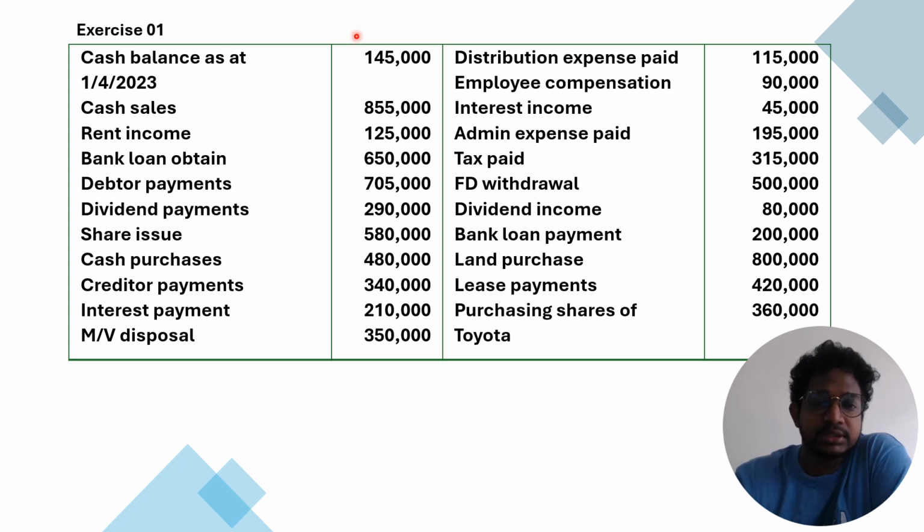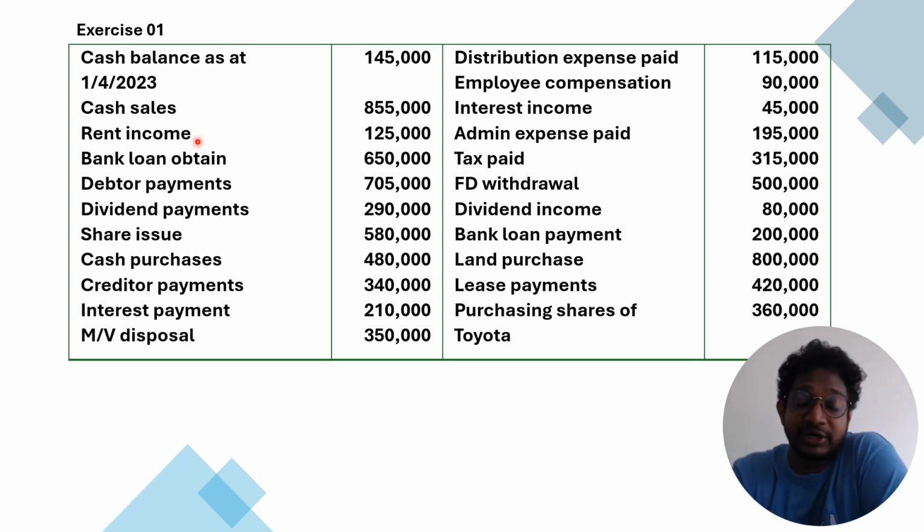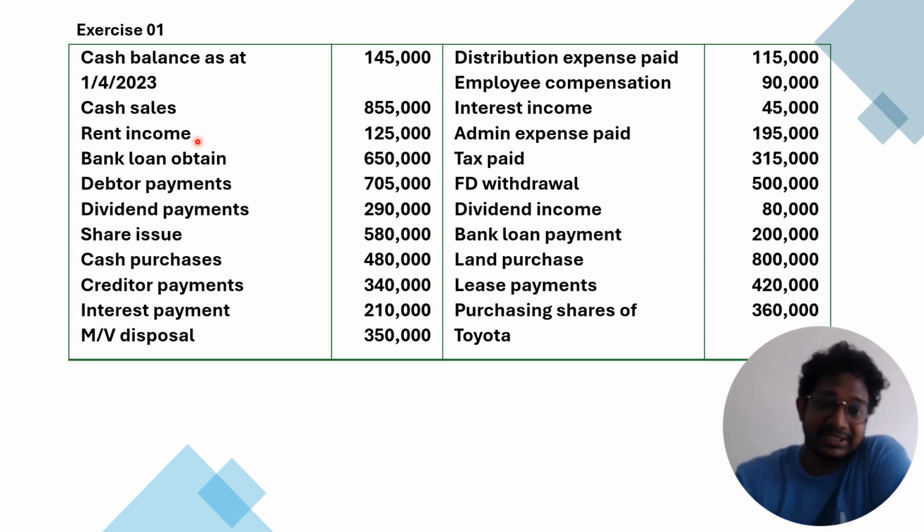Yes, and cash balance, opening cash balance. This cash balance you have to record in your format at the end, before the closing cash and cash equivalents. So this is your opening cash and cash equivalents. And cash sales, operating activities, cash inflow. Rent income. So you are getting rent from renting your property, plant and equipment. So rent income you have to record in investing activities as cash inflow.